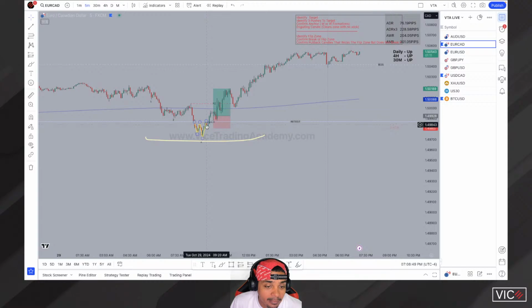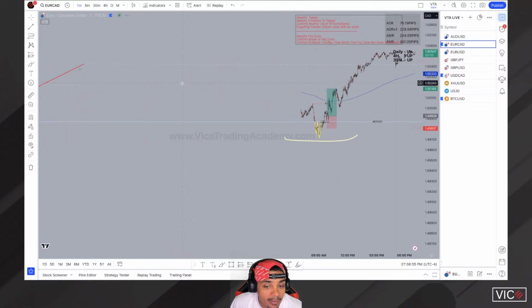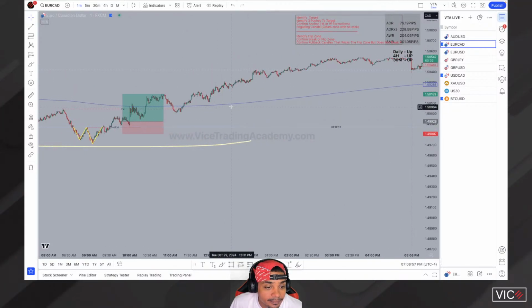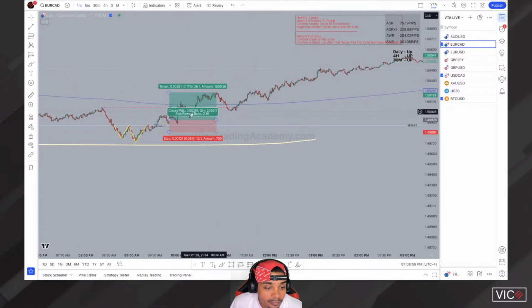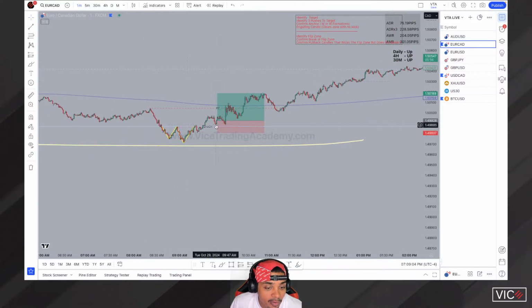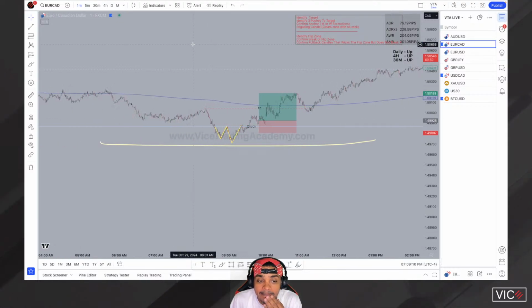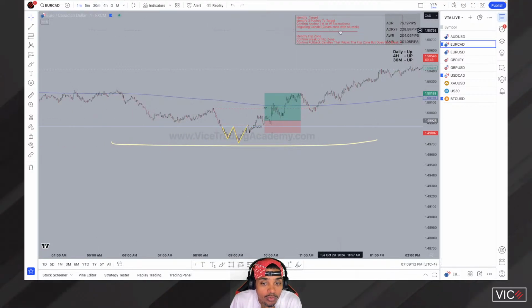But price came back, tested it with that wick, and then dropped down and took an entry on the first green candle on the way up, right? Once I confirmed that, waited for that green candle, then took the entry, right? So pretty easy trade, standard rules, right?